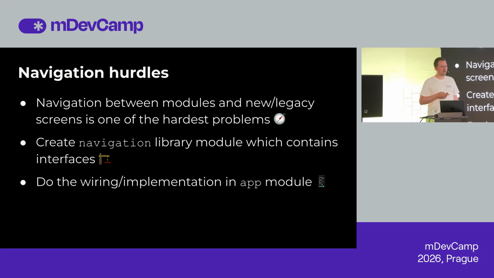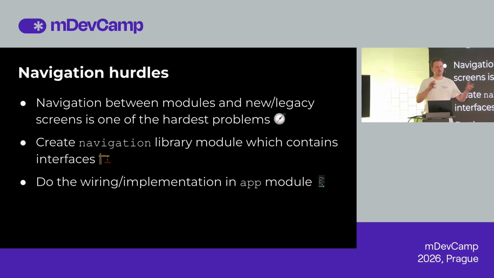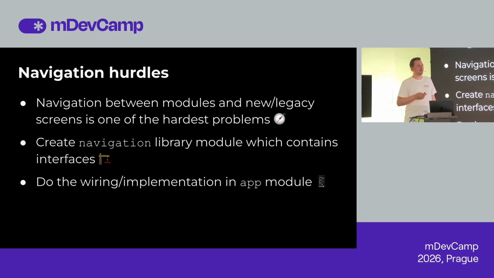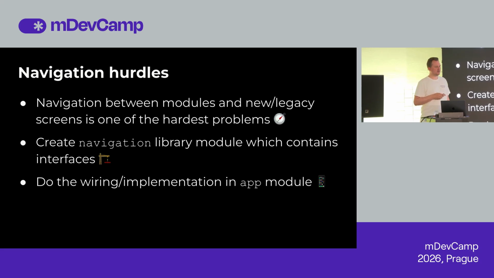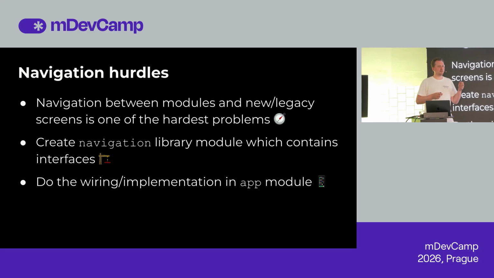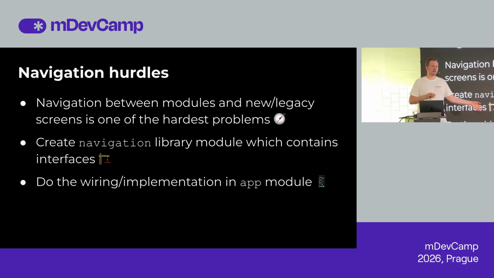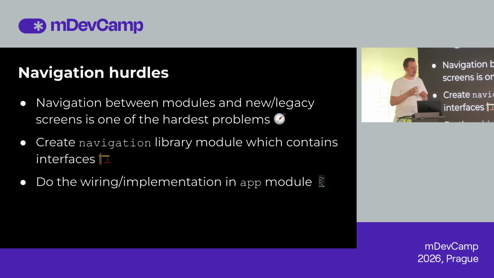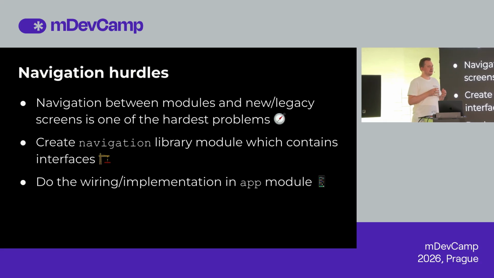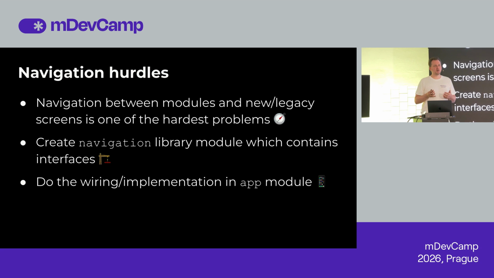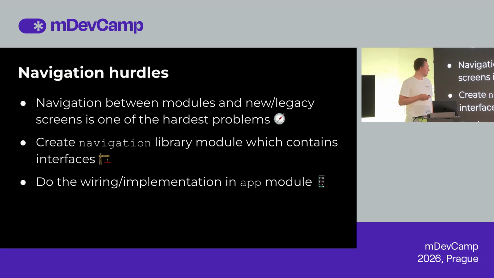And then the wiring and the calling between the screens is actually done in the app module, because the app module is the only one which has a dependency on everything, the legacy stuff and the new stuff. This is one place, but keep it small, keep it just to the wiring. Most of the logic and everything complex should be in the feature modules.